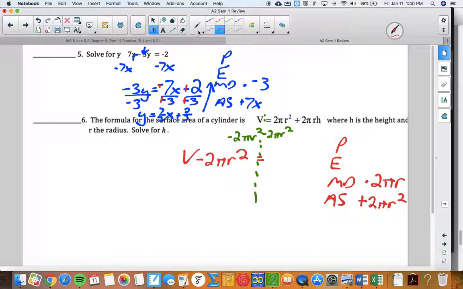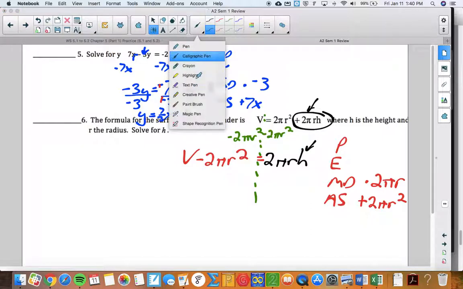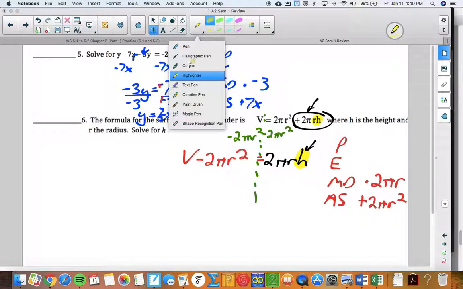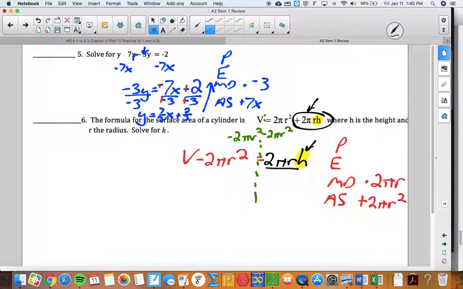I'm looking right here, folks. There's a lot of stuff going on. So I'm bringing down this 2 pi rh. Now h is again what I'm focusing on. I wanted to get this all by itself. So it's not by itself. It's being multiplied by that 2 pi r. So to undo multiplication, I'm going to divide by 2 pi r.